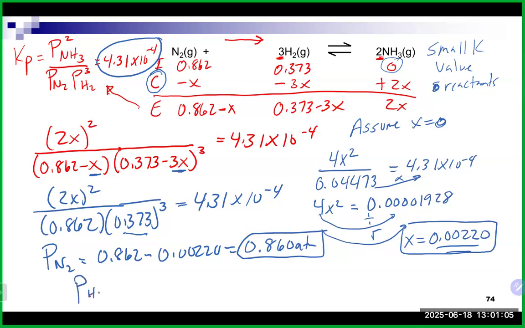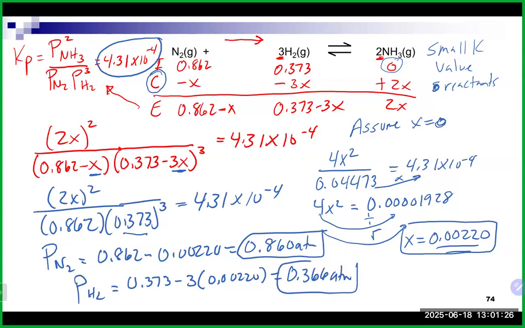Pressure of H2 is 0.373 minus 3 times our X, 0.00220. So 0.373 minus 3 times 0.00220, gonna get us 0.366 atmospheres. And lastly, our NH3 there.